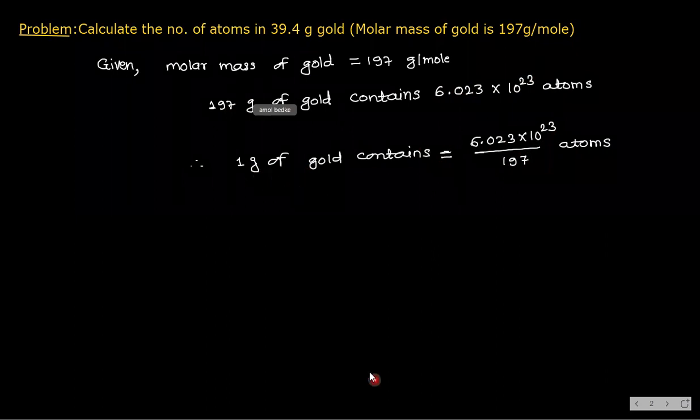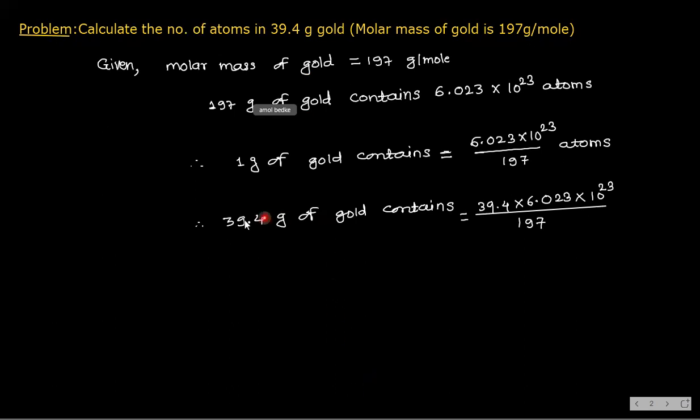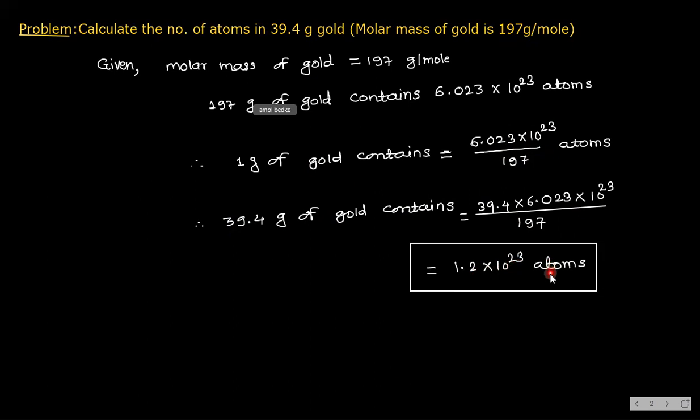Now how many gram of gold do we have? 39.4, and therefore 39.4 gram of gold contains how much? This into 39.4. Whatever factor you got for 1 gram, I'm multiplying it with 39.4, and I'm getting the answer, that is 1.2 into 10 to the power 23 atoms. And therefore in 39.4 gram of gold, there are 1.2 into 10 to the power of 23 atoms. Okay.